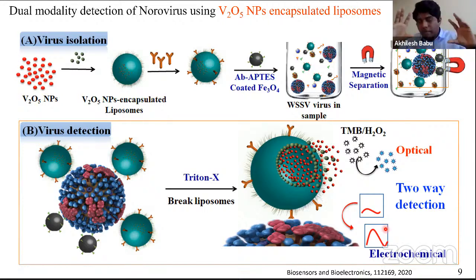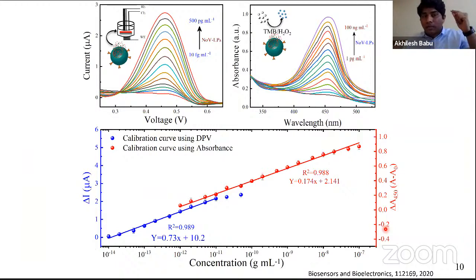After developing this methodology, several optimizations were done, like the concentration of V2O5 incorporated inside, the concentration of antibody to be deposited, and the incubation time. After these optimizations, we evaluated the sensing performance, wherein we could see that when the norovirus-like particle concentration increased from 10 femtogram to 500 picogram, the electrochemical DPV signal consistently increased. At the same time, using the same released nanoparticles, TMB was oxidized, and we could monitor the optical signal using UV-visible.